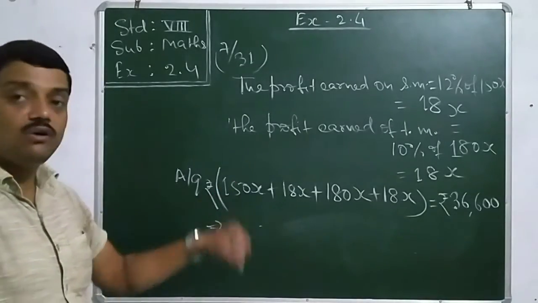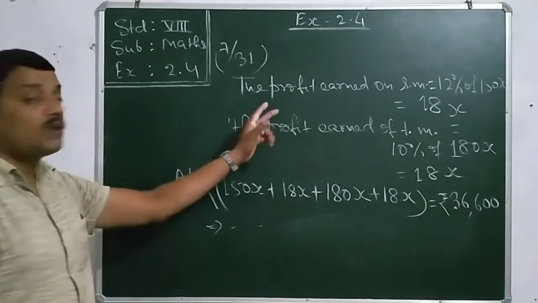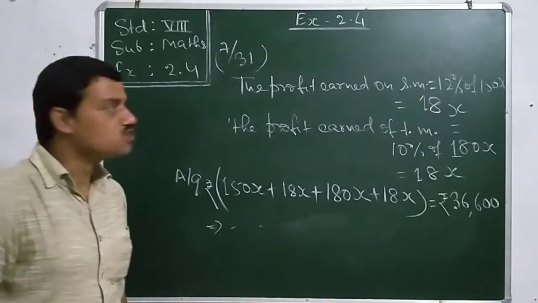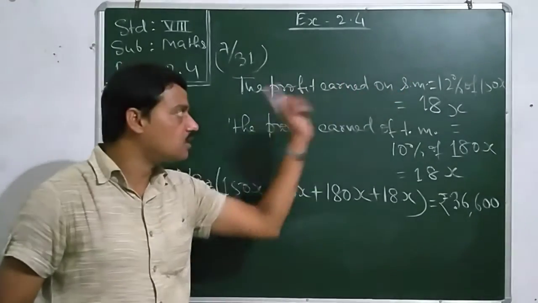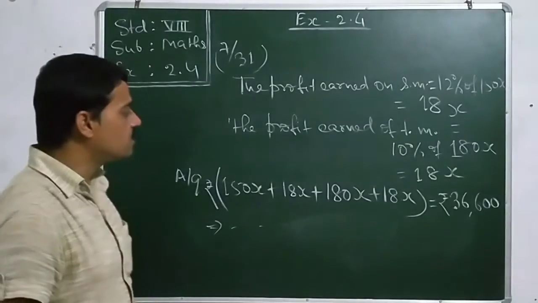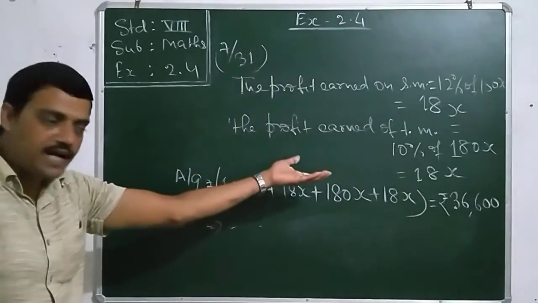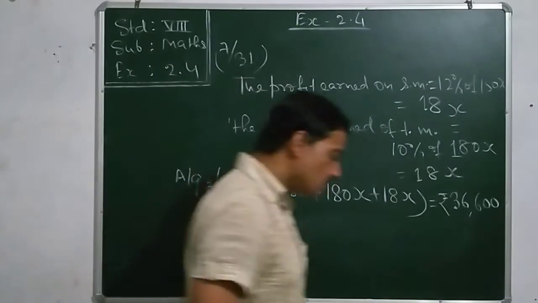Once you get the value of x, put the values of x to find out the length of shirt material and trouser materials, where we had considered the length of shirt material to be 3x and trouser materials to be 2x. Find out the value of 3x and 2x. Those are the answers of the sum required.